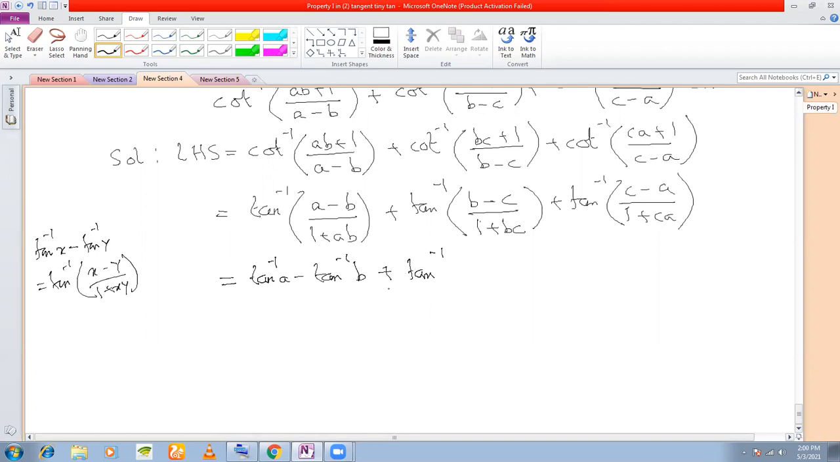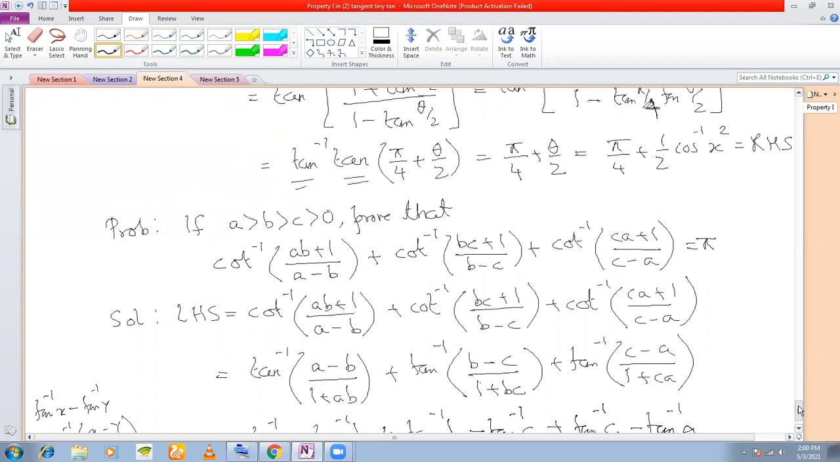Ideally, you should be putting brackets here, but I'm not putting them because I have a plus sign here. Ultimately, if you open the bracket, no signs are going to change. So tan inverse b minus tan inverse c plus tan inverse c minus tan inverse a. So all will cancel out. 0 will be left.